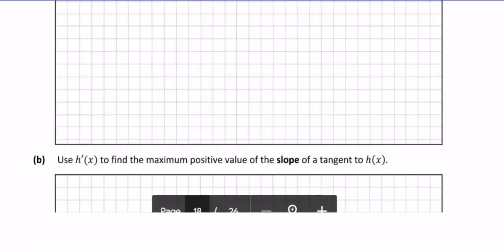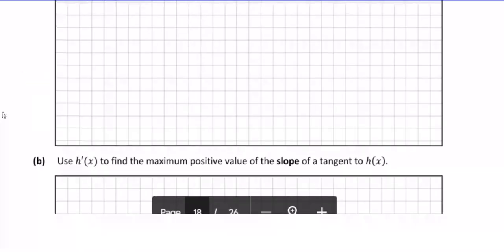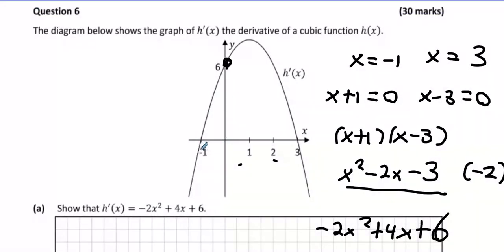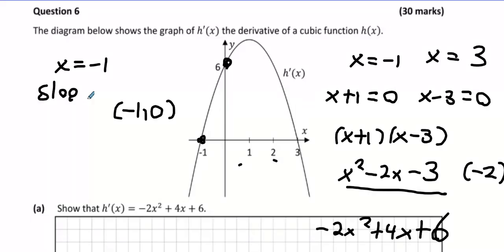Let's go. Find the maximum positive value of the slope of the tangent to hk. Remember, see this graph here? Everybody see this graph? Do you know what this point means? Minus 1, 0. It means when the x value is minus 1, the slope is 0. How do I know it means that? Because that's a graph of the first derivative. Hence, it's a graph of the slope.